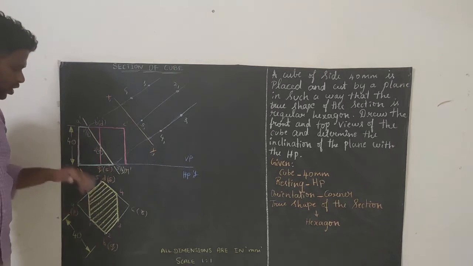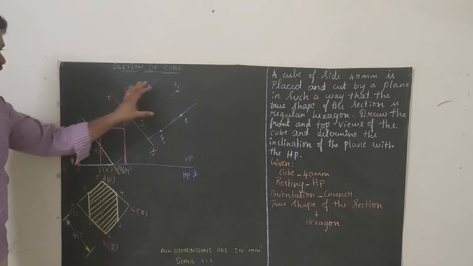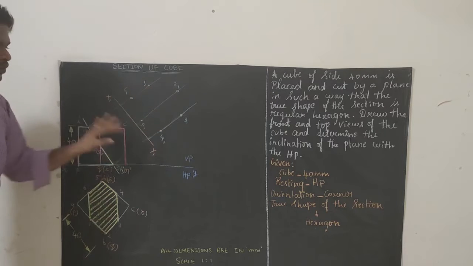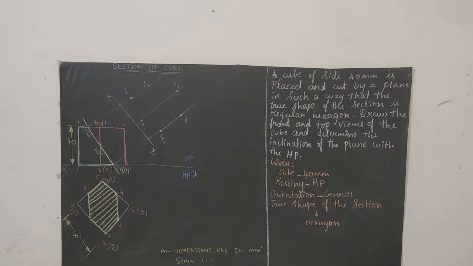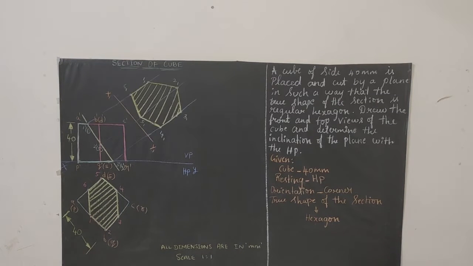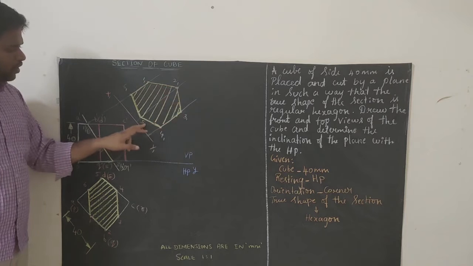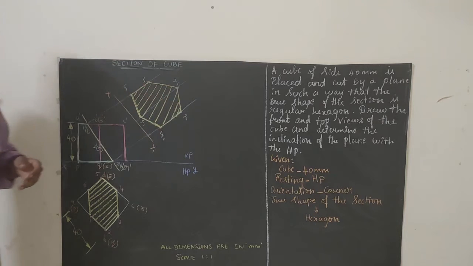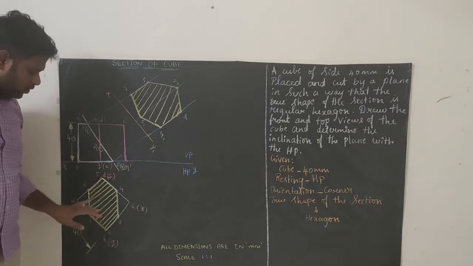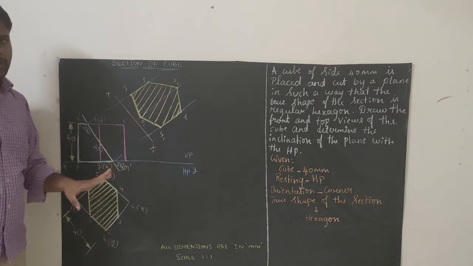Since we already used the naming 1, 2, 3, 4, I have just used 1', 2', 3', 4'. Now just join all the points, that is your true shape, and hatch your true shape of the section. Connect from 1', 2', 3', 4', 5', 6', and you have to draw with your HB pencil, and whatever hatching you did here, the same hatching you should do.